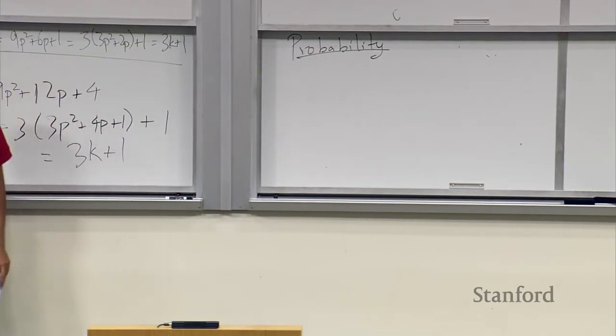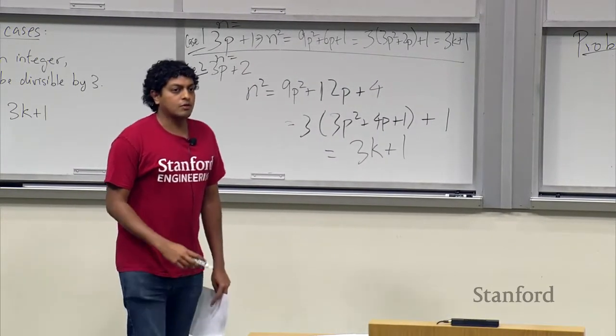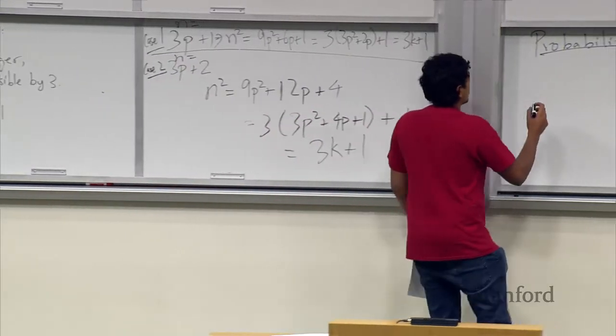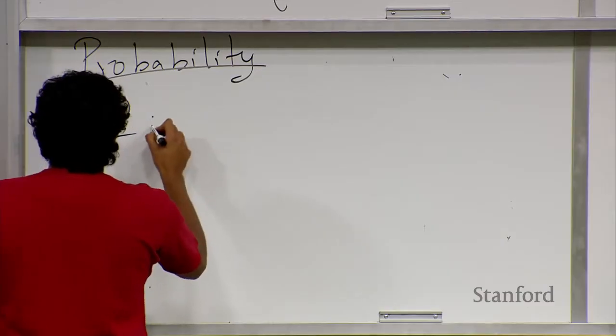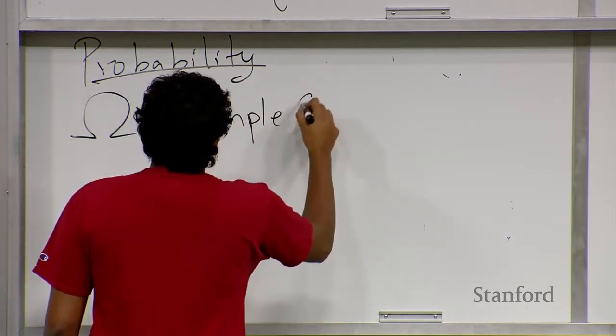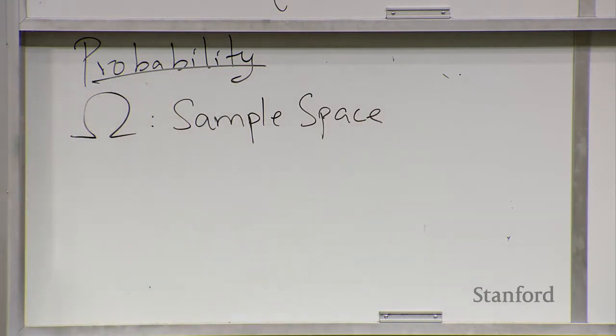All right, so we will first go over some definitions and then go over some properties, some results, and so on. This is just basics of probability. The first thing we will look at is something called omega, which is called the sample space. Omega typically represents the set of all possible outcomes of your experiment.